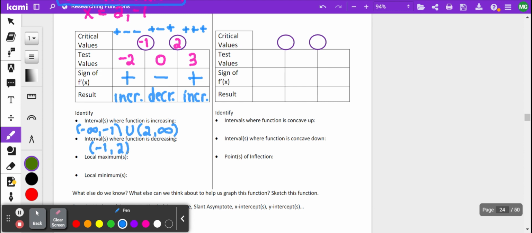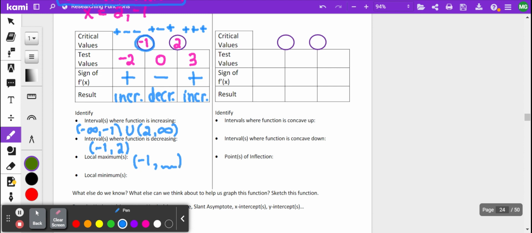And if you think about this, if it's increasing and then decreasing, that means that the point located at -1 would be a maximum, wouldn't it? A local max. So our local maximum will be located at -1 something. We have to find that y value.